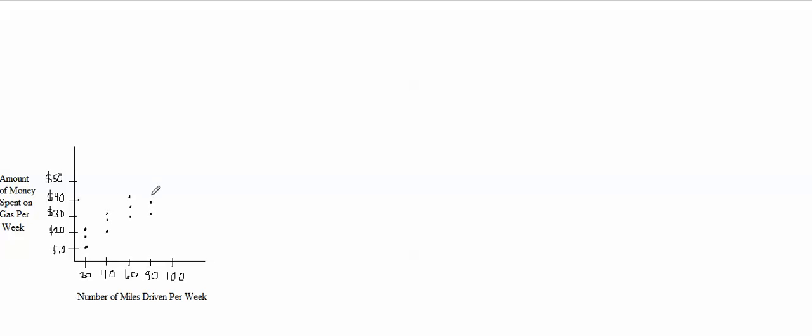And the type of shape that we're seeing right now is a positive correlation. If you have a positive correlation, it means that people who are higher on the x-axis are usually also higher on the y-axis. So people who are higher on the x-axis tend to also be higher on the y-axis. In other words, as x goes up, y tends to go up along with it. And it makes sense that this would have a positive correlation, because when people drive more miles per week, they spend more money on gas.